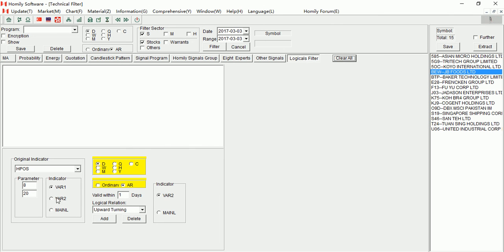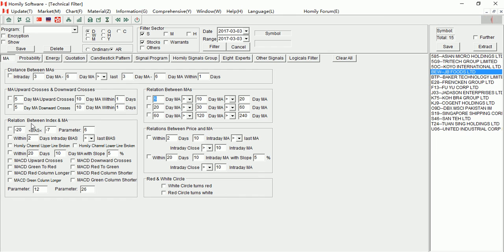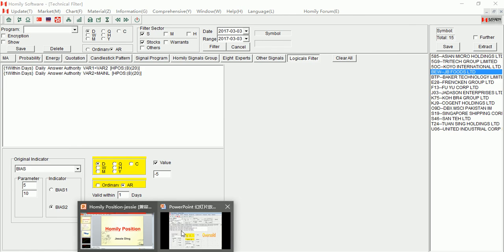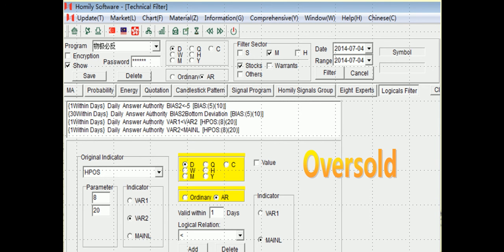Logical filter HPOS, VAR1 less than VAR2. VAR2 less than main line, at downtrend, right? So how to find the oversold? BIAS, not this one, I use this one. Change the original indicator to BIAS. No need to change the parameter. BIAS2 less than minus 5. Remember, BIAS2 less than minus 5.